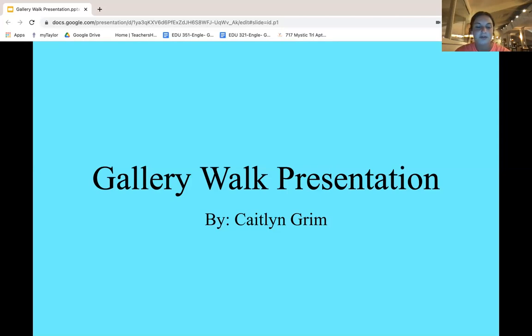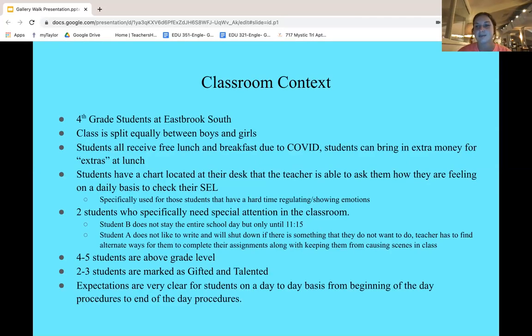Okay, so today I'm going to be reviewing my gallery walk and what instructional methods I used and why I used them in my toolbox.